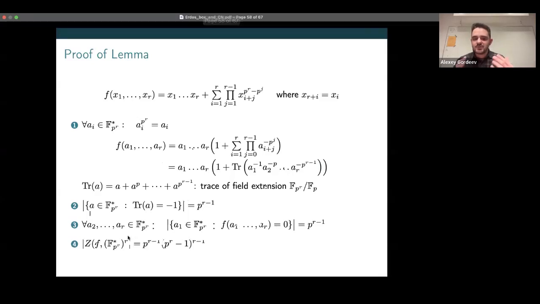And this means that the total number of zeros would be the total number of choices for all the other variables, which is p to the r minus 1 to the r minus 1, times this. So that's what I promised on the previous slide. It's a very simple proof. Of course, the hard part here was finding this polynomial, which had a lot of zeros. Proving that it has a lot of zeros is not that hard. So that's the result that I want to talk about today.